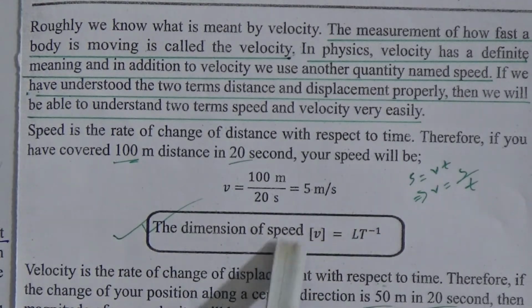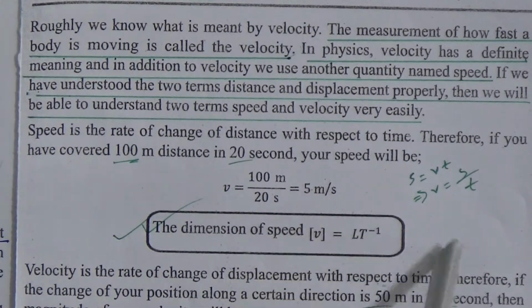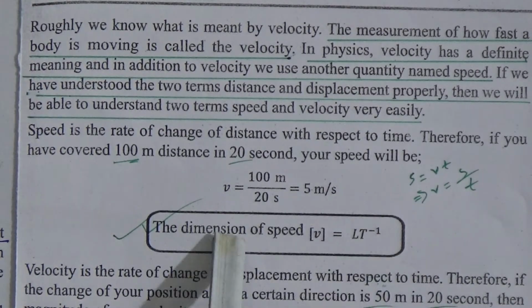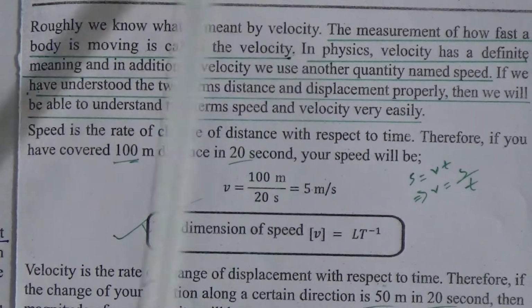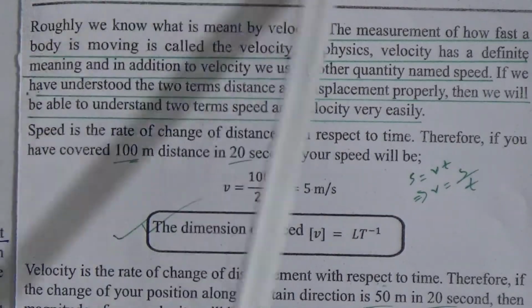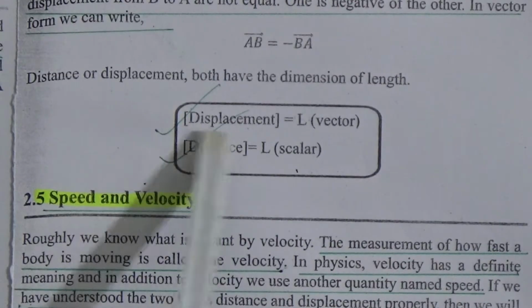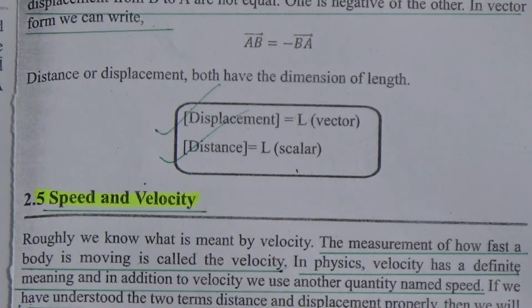The dimension of speed, in brackets V, equals LT minus 1. LT minus 1. This is important, my dear students. You should learn this dimension, the dimension of displacement, distance, speed and velocity.